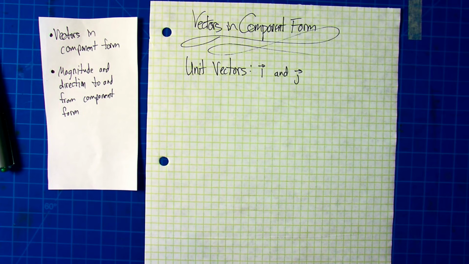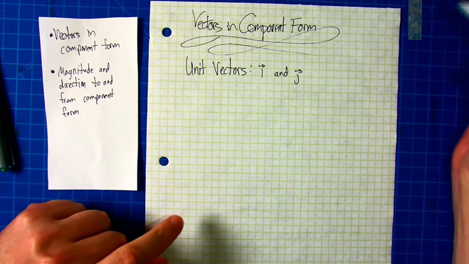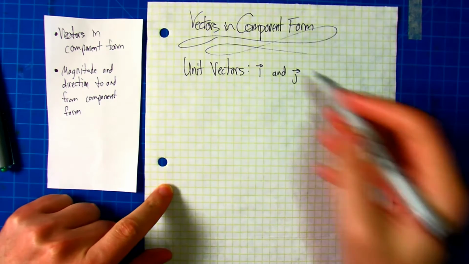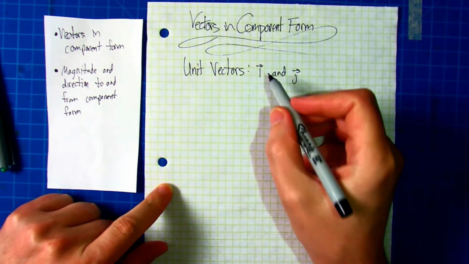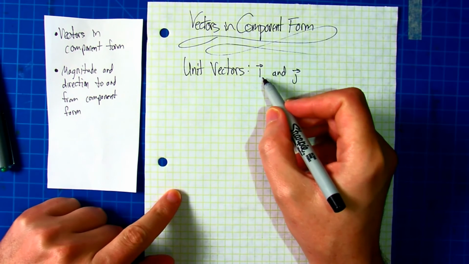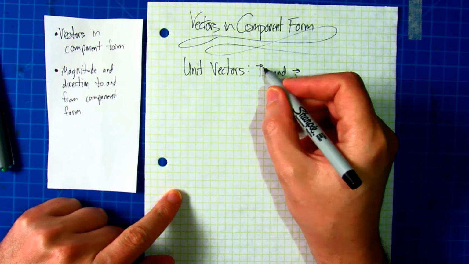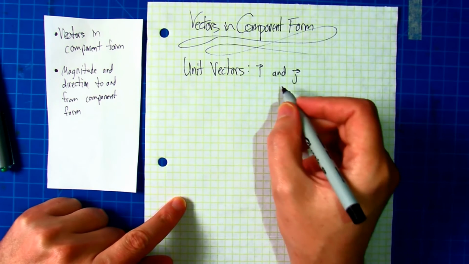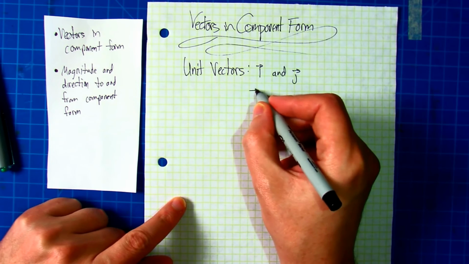A convenient way to deal with vectors is by writing them in component form. To do that, we need to start off with the idea of unit vectors, i and j. Now, this is written i, but it's not the imaginary unit, which is also i, because this is a vector and it's not written stylized. So i is a unit vector that goes 1 unit to the right.